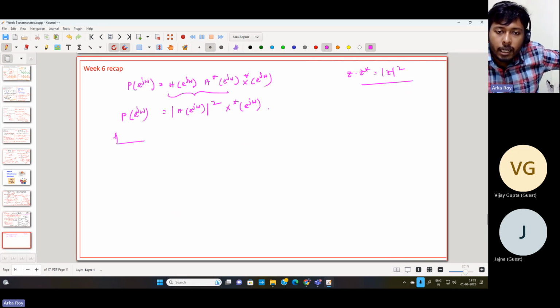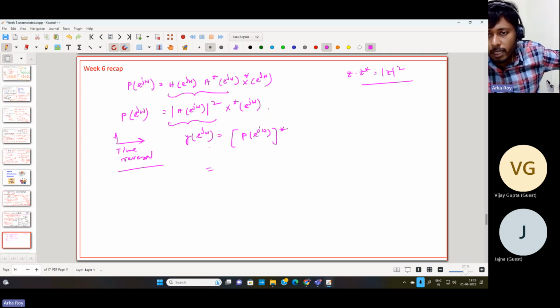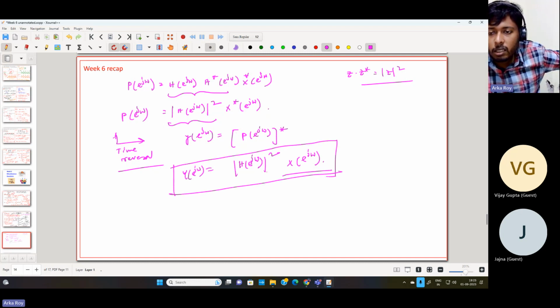After that, we have again time reversal. Time reversal means Y(e^jω) will be the conjugate of this particular thing. This is just a magnitude, a real value, and a real value will give you the same thing even after we take the conjugate. So it will be |H(e^jω)| squared. And then we are taking the conjugate of a conjugate operation, so it will effectively give you the initial DTFT X(e^jω). So Y(e^jω) is related to the input like this.